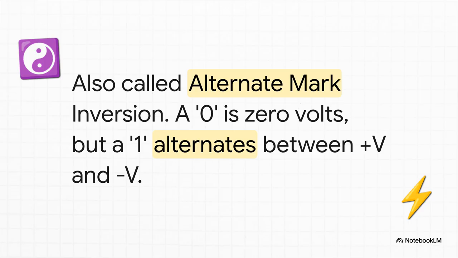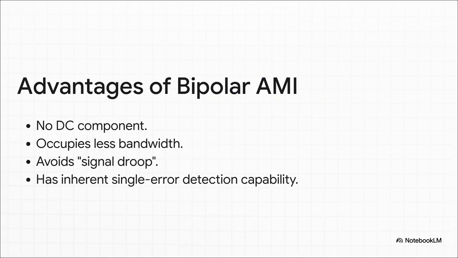But then you get an even smarter solution called bipolar AMI. The rule here is so elegant. A 0 is always 0 volts. Easy. But a 1? A 1 alternates. The first one you send is a positive voltage. The very next one is a negative voltage. The one after that is positive again, and so on. And this little alternating trick is genius. It gets rid of that DC component, and it's also really efficient with bandwidth.